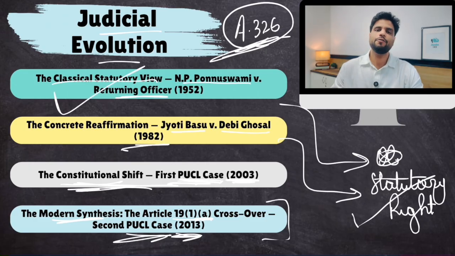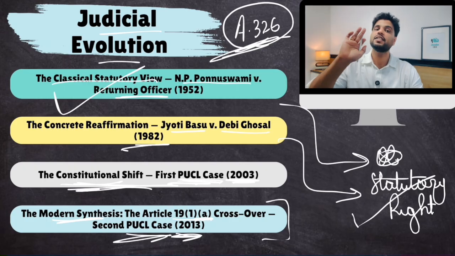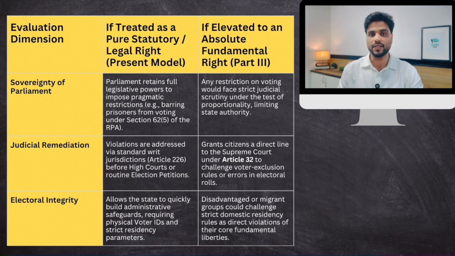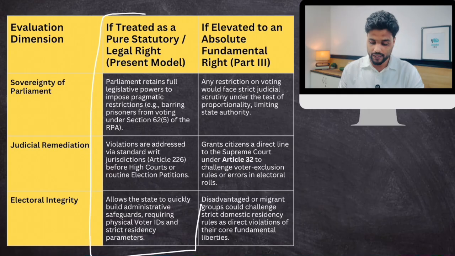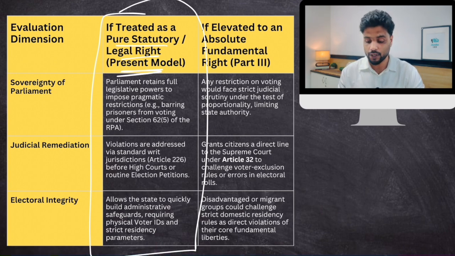Okay? Now, if tomorrow a larger bench of the Supreme Court sits, in a different case, and gives this judgment that the right to vote is a constitutional right or a fundamental right, then what will change? Well, this table gives a proper comparison. Column 1 is if it is treated as a purely legal right, the present model. If tomorrow the Supreme Court in a different case elevates it to a fundamental right, then what will happen?